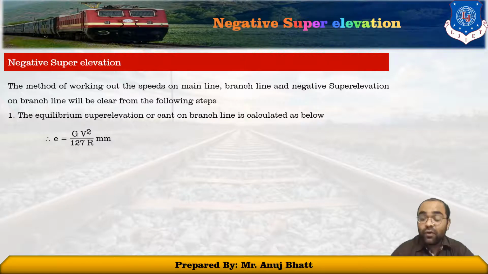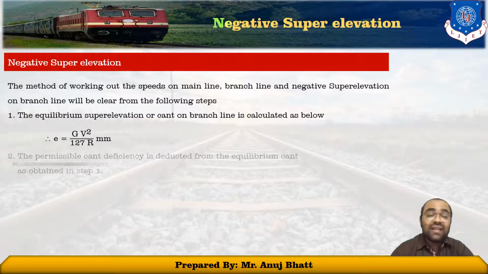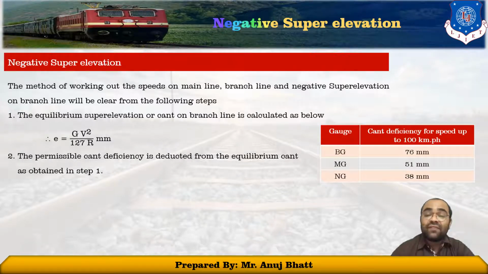Okay, so we have the formula E equals GV squared upon 127 R, where the superelevation or the cant we get would be in millimeters, G is the gauge distance, V is the speed of the train, while R is the radius of the curve. Clear? The second, that is the permissible cant deficiency, is deducted from the equilibrium cant.